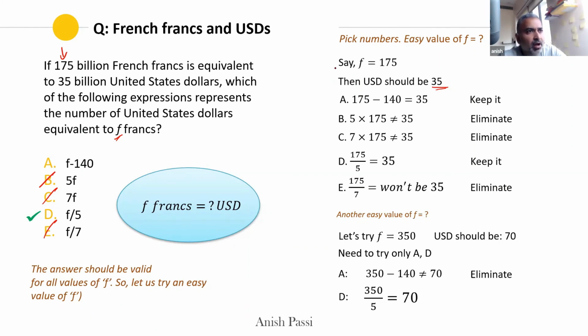So not a very big deal, but what I do is I don't even start with 175 when I choose numbers. I start with some other number which is not there in the question. So 350, for example. Had I started with 350 in the first go itself, I could have eliminated 4 options and I'd be done. Right? I could have saved some time that way. But even this way, it's not like it took a lot of extra time.